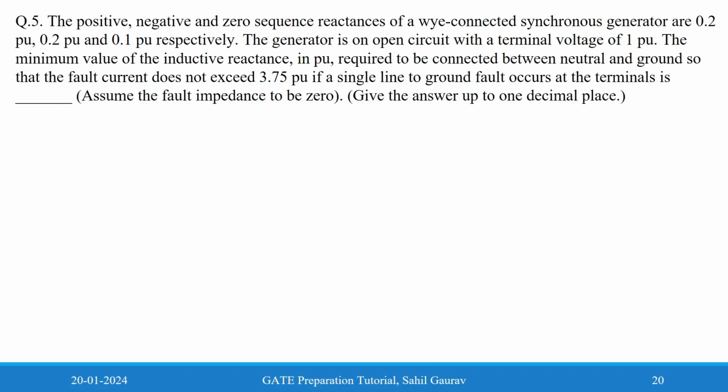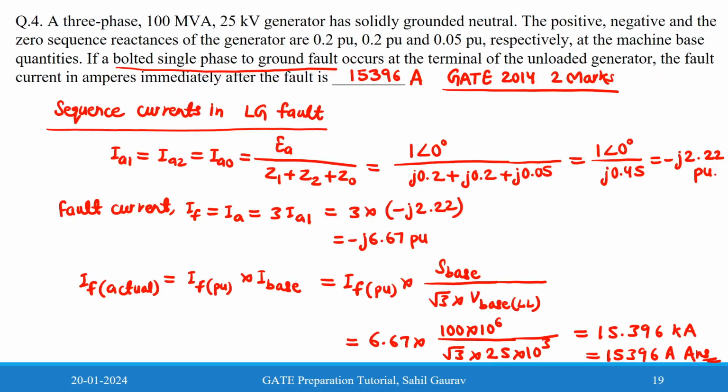So you can see that examiners have asked so many problems on the fault analysis, but you have to just remember one simple expression, that is sequence currents in LG fault are same. Positive, negative and zero sequence currents are same, and the fault current is 3 times of sequence current. That's it. You can easily solve the LG fault problems.